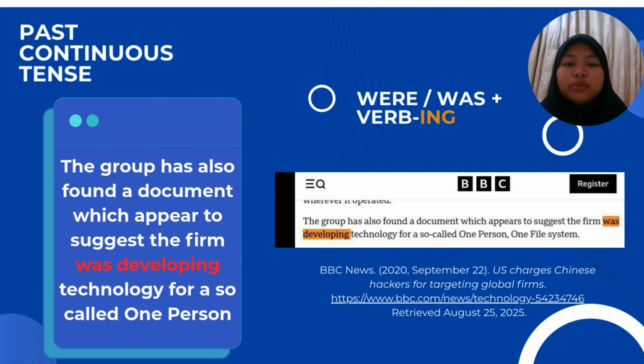For past continuous tense, use were or was plus ing. For example, the group has also found a document which appeared to suggest the firm was developing technology for a so-called one person. Was developing here shows that the sentence uses past continuous tense.